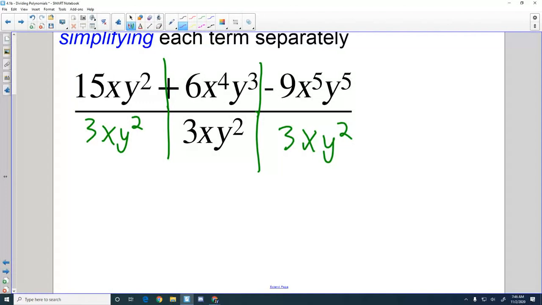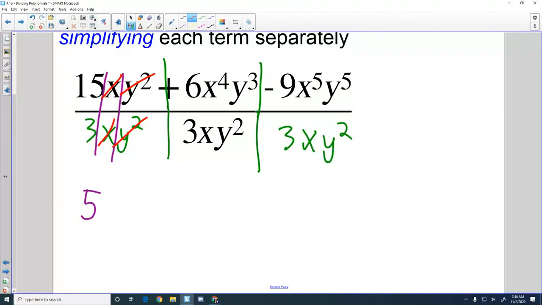For this, you simplify, within a term, all the like parts. So the coefficients get simplified, the x's get simplified, and the y's get simplified. First, I see 15 divided by 3. Well, that just equals 5. Then I see x divided by x. What happens there? That just cancels out, right? X divided by x is just a 1. So gone, gone. And what about y squared divided by y squared? Same thing. They cancel out. So this first term simplifies to just a 5.